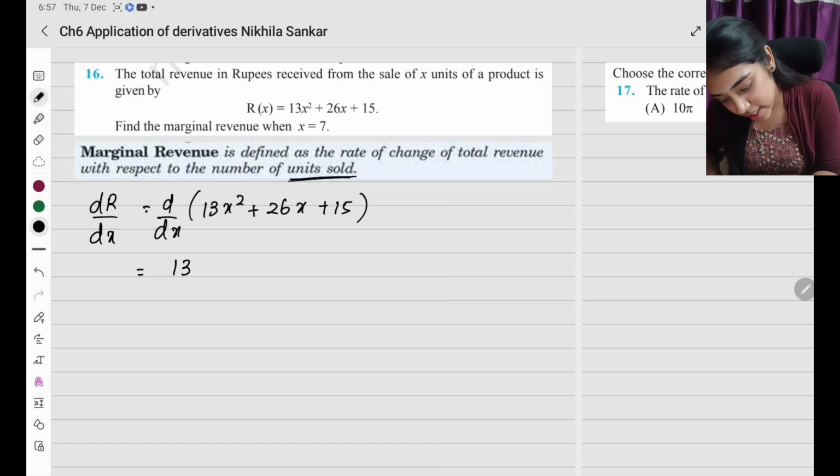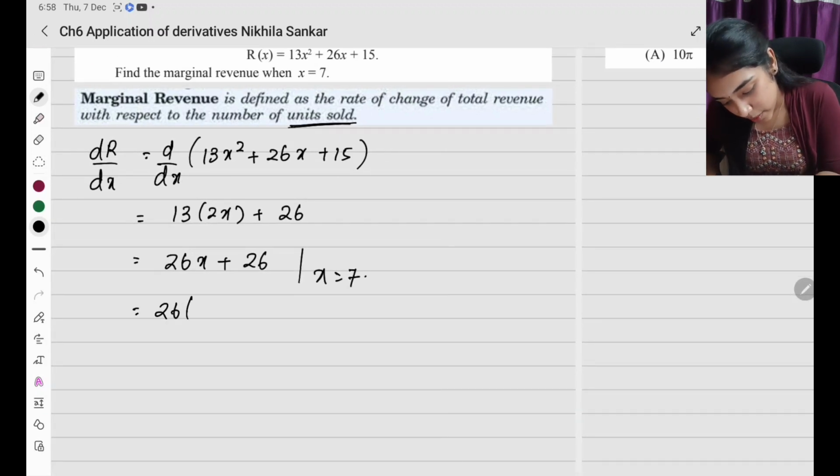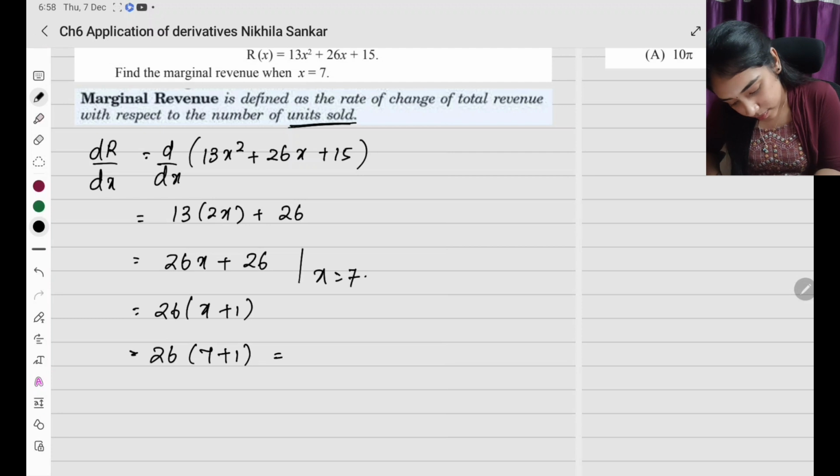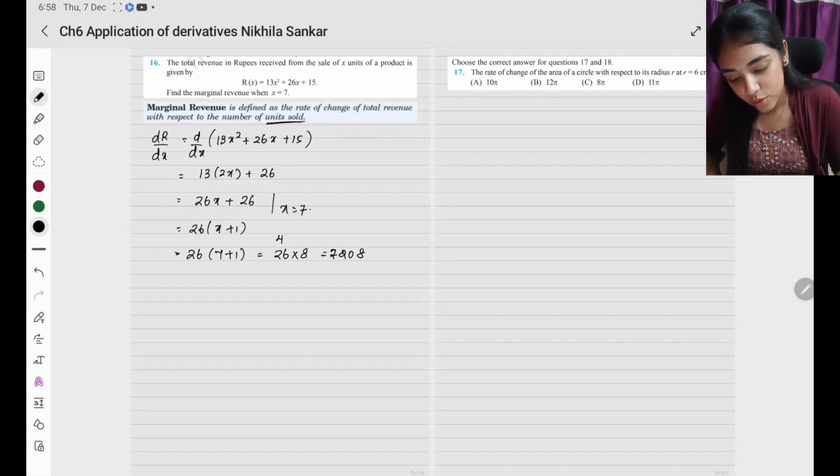When I differentiate this, I have 13 times 2x plus 26, which is going to be 26x plus 26 when the value of x equals 7. So this is going to be 26 taken common. I have x plus 1. When I substitute 26 times 7 plus 1, which is 26 into 8. When I multiply, 8 6s are 48, 8 2s are 16, 17, 18, 19, 20. So this is going to be rupees 208.